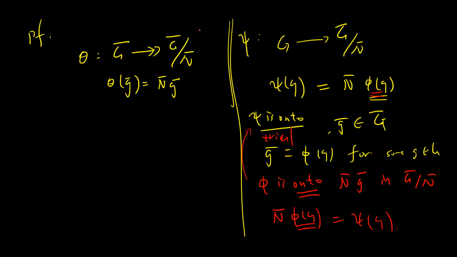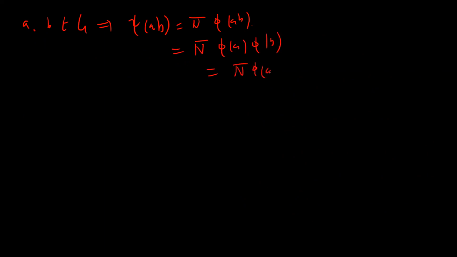Okay, so let's see. If a and b belong to G, we have psi of ab equals N bar phi of ab. This is the definition. And we know that phi is a homomorphism, so this is N bar phi of a phi of b, which is N bar phi of a times N bar phi of b, because N is normal. So you get psi of a times psi of b, which tells you that psi is also a homomorphism from G to G bar quotient N bar. And it's also onto.